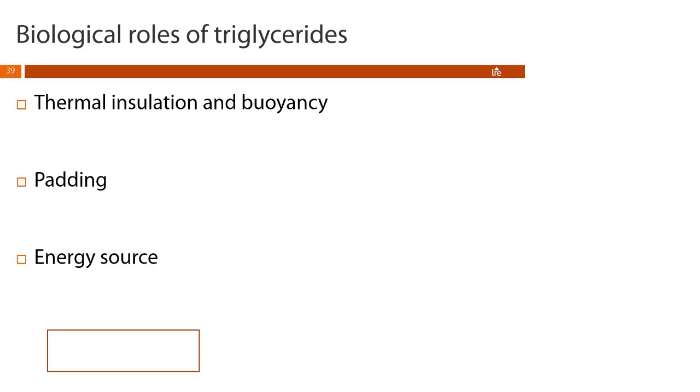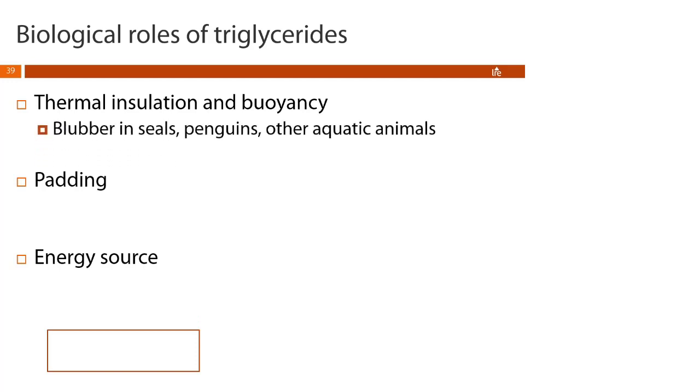Okay, so what about the biological roles of triglycerides? There's three that I want you guys to know for this class. The first one is thermal insulation and buoyancy. So think about blubber in seals, penguins, or other aquatic animals. The protective triglycerides found in the blubber in these animals is one of the reasons they're able to survive in such cold temperatures. Something a little bit more relevant for us is padding. The adipose tissue that surrounds all of our vital organs is made up of triglycerides.